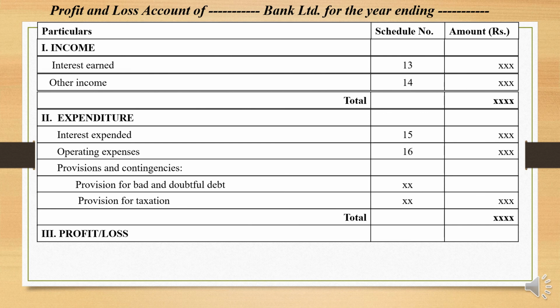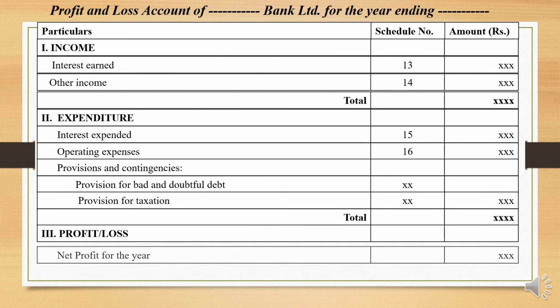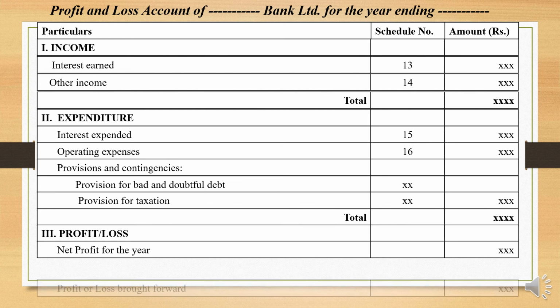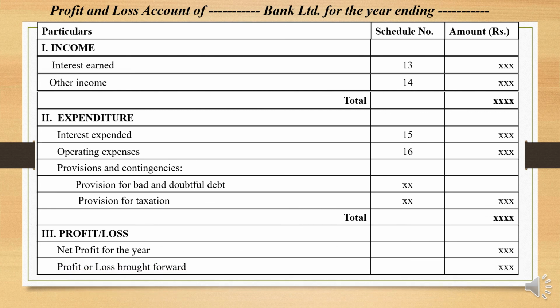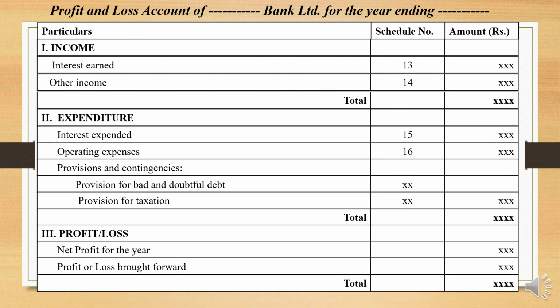Then we find out the profit or loss by deducting the expenditure from the total of income. So then we get the net profit for the year. Then the profit and loss of last year, which has to be brought down here, should be deducted or added, depending upon profit or loss. Then we'll get the total profit, the total of net profit and profit and loss brought forward.